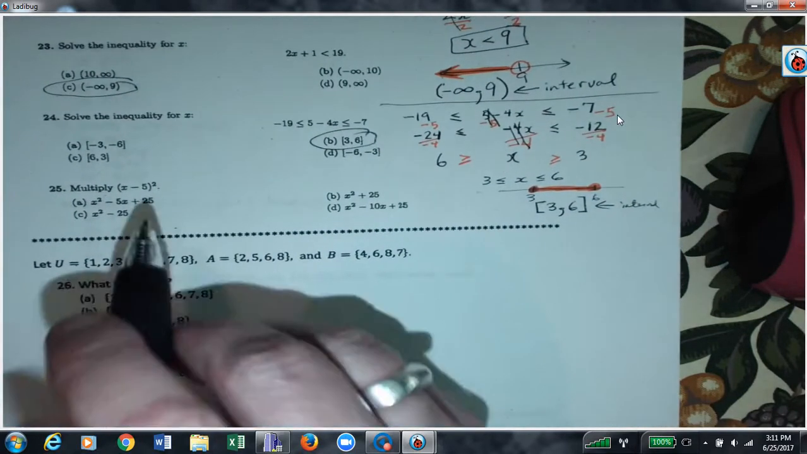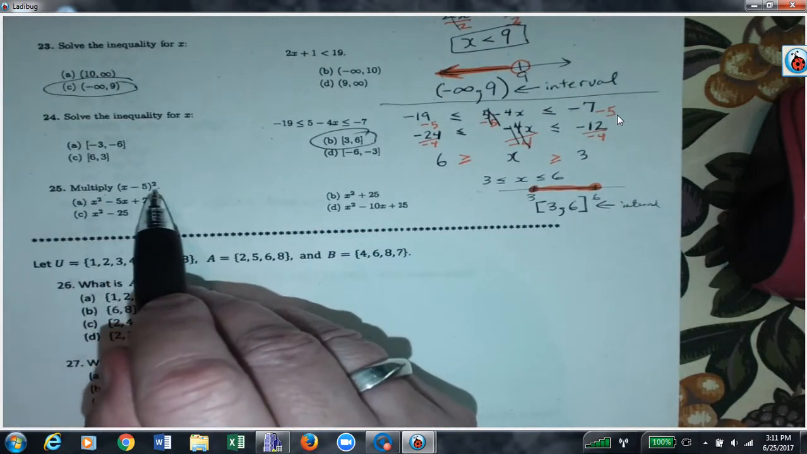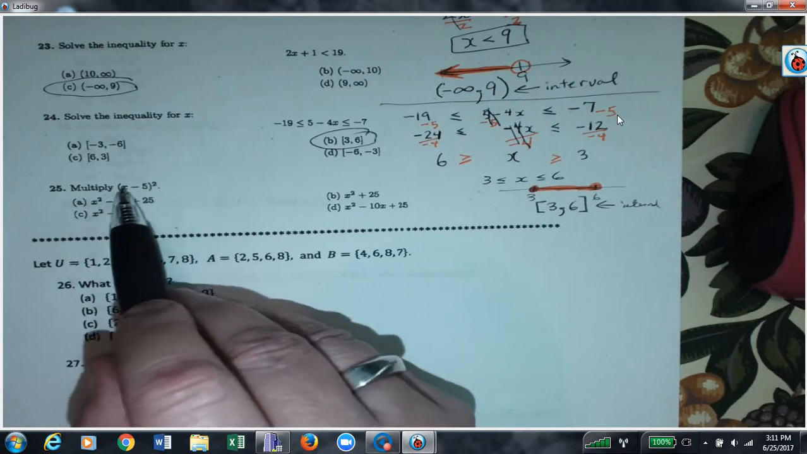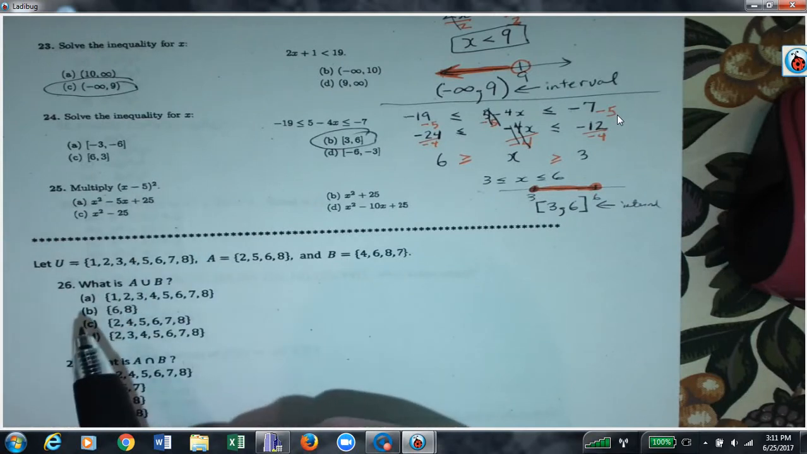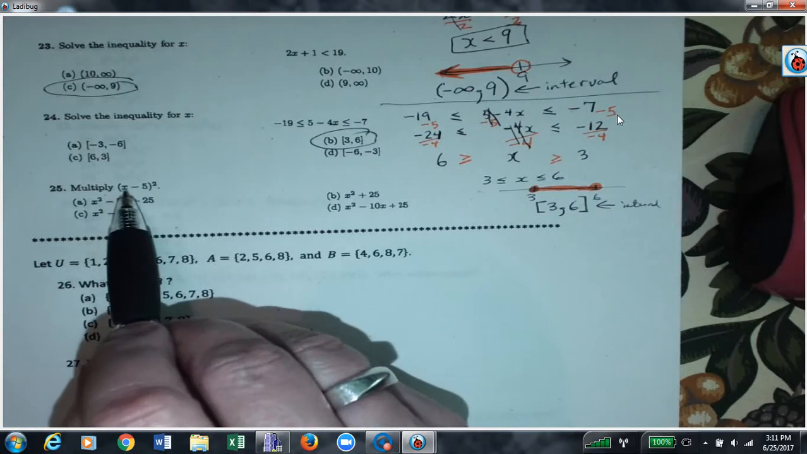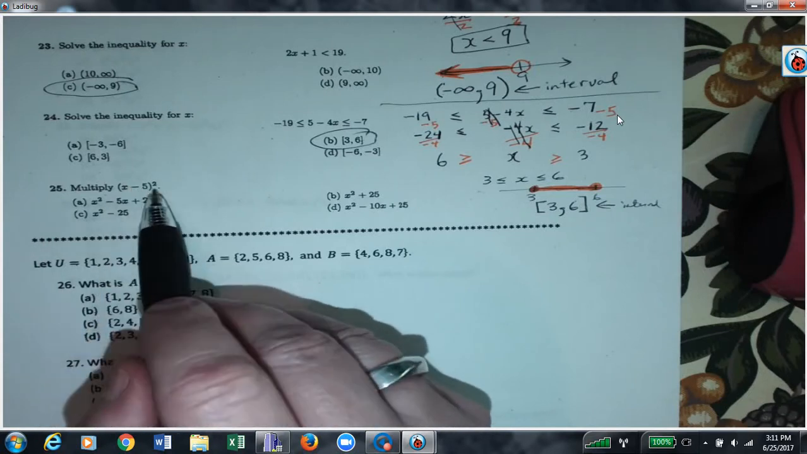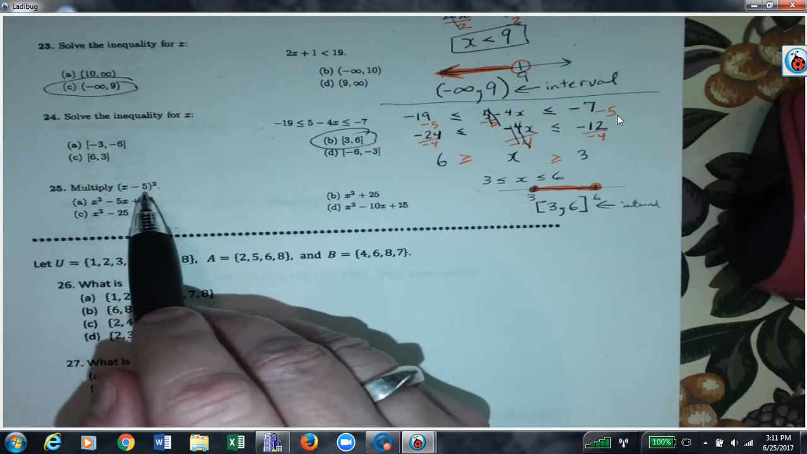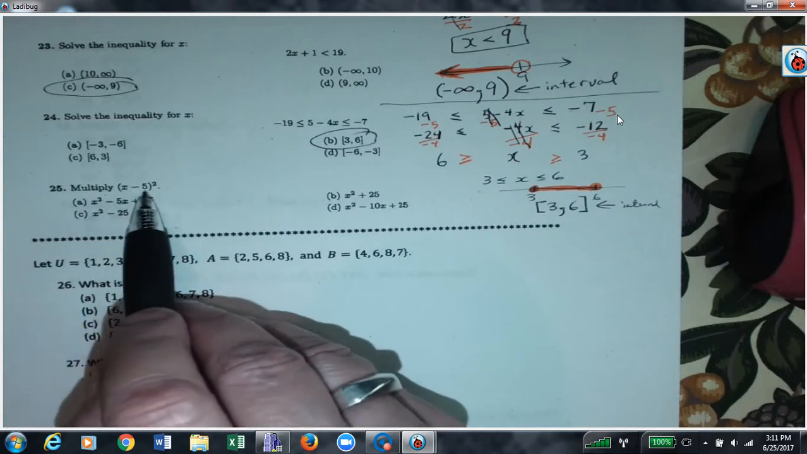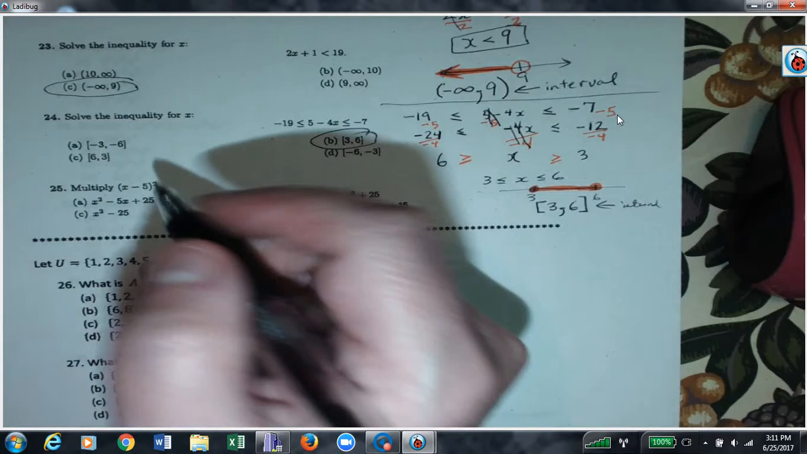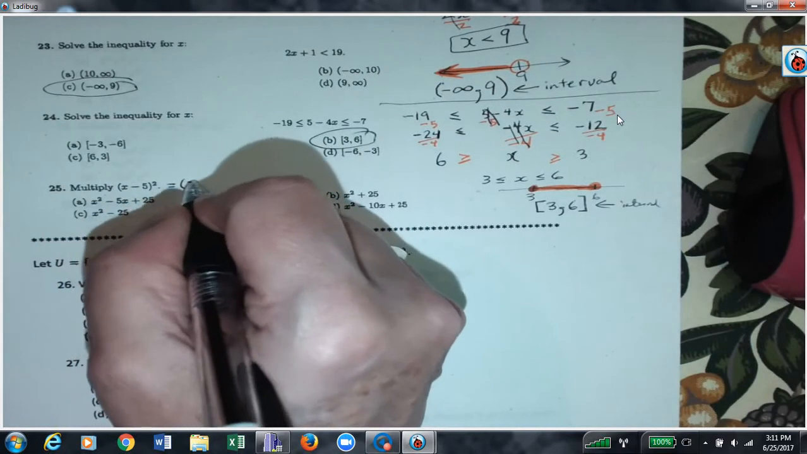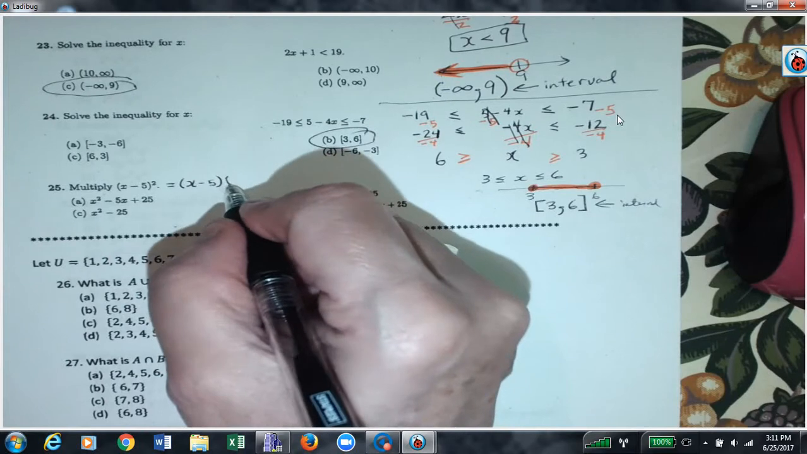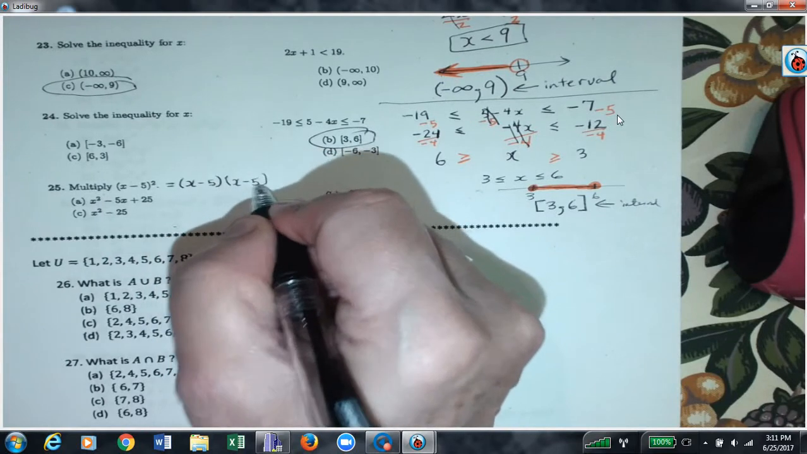Number 25, multiply x minus 5 all squared. And if you did x squared minus 25, x squared minus 5 squared, that is wrong. Because if it's a plus or minus in here, that rule does not count for that. You're confusing the exponent rules. Those are only for when what's inside the parentheses is multiplied. This is x minus 5 times itself. And you have to FOIL.